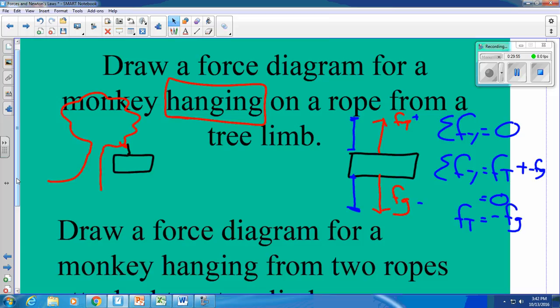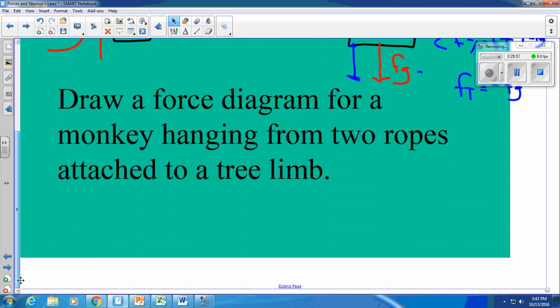So let's complicate this problem a little bit. It's more fun. So let's draw a force diagram for a monkey hanging from 2 ropes attached to a tree limb. Go. Awesome. I hope you have time to think it through and time to talk to the person next to you and match it. And if not, you can stop the recording here so you can. But I'm going to start drawing.